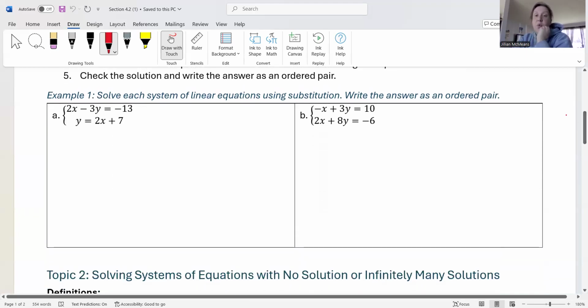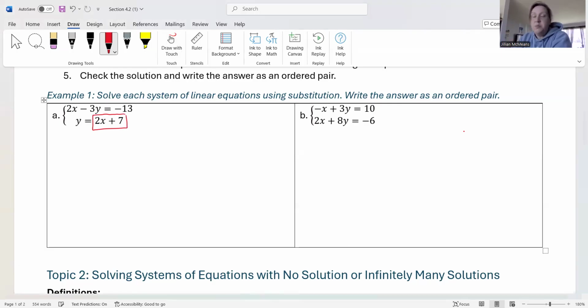Example one says, solve each system of linear equations by using substitution. Write the answer as an ordered pair. So part A, our system is 2x minus 3y equals -13, and y equals 2x plus 7. In this case, part of the work has been done for you. If you notice that second equation, y equals 2x plus 7, it's already been solved for a variable. We have y equals, so we know what the value for y is. It's just 2x plus 7.